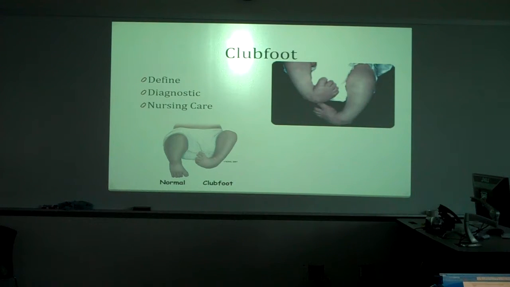Nursing care is going to be supporting the parents. Its official diagnosis is done by ultrasound because sometimes babies are born and, based upon how they were in utero, the foot may just come out crooked for a few days because the baby was kind of crunched up in mom, and after a few days it'll straighten back out. But by ultrasound they can actually diagnose it as an actual clubfoot. You want to support the parents, encourage them to hold and cuddle the infant to enhance that bonding.